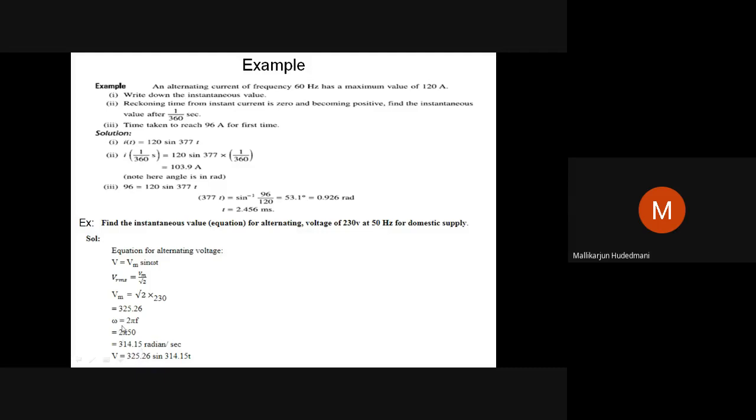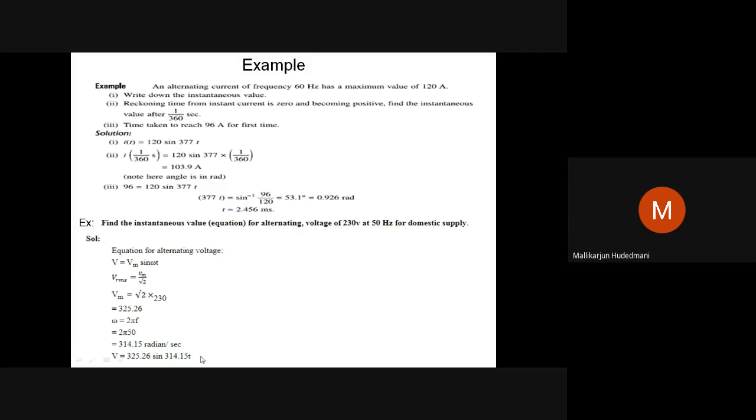Then what is omega? 2 pi into 50. That stands as 314.15 radians, because omega is in radians per second. Then using these things, how can I write the voltage equation? Peak value 325.26, sinusoidally progressing, omega 314.15 t.